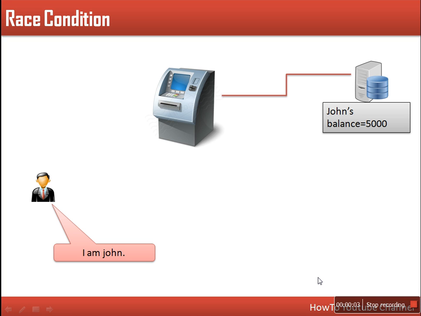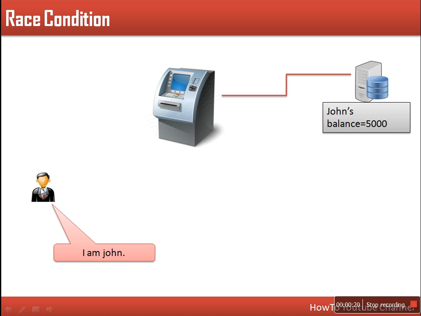Hello everyone. In this video we will see what is race condition in operating system. In order to understand this concept, we have a real life example. In this example, we are taking the example of a bank.